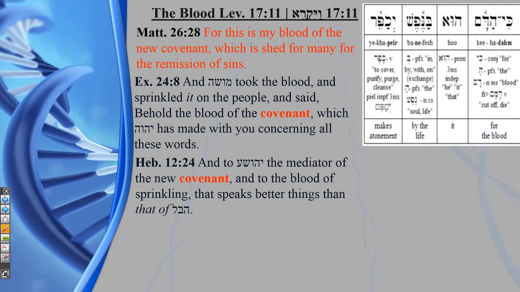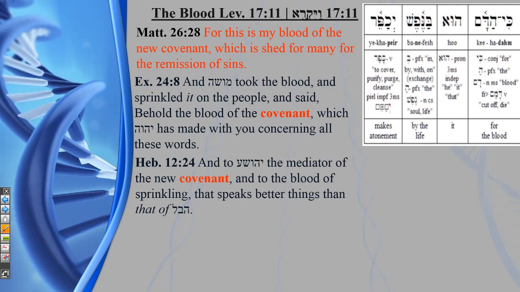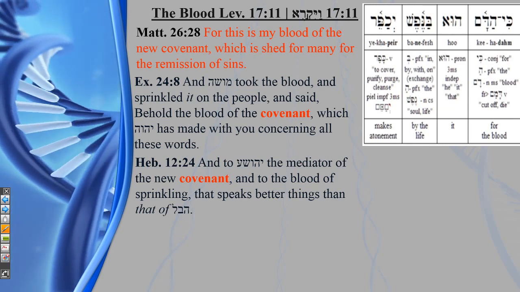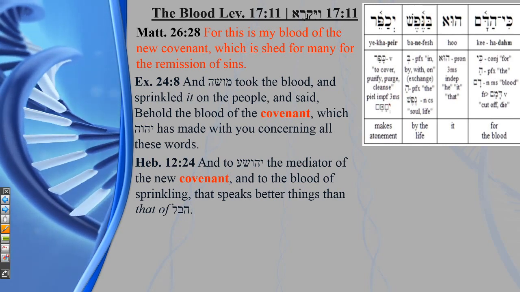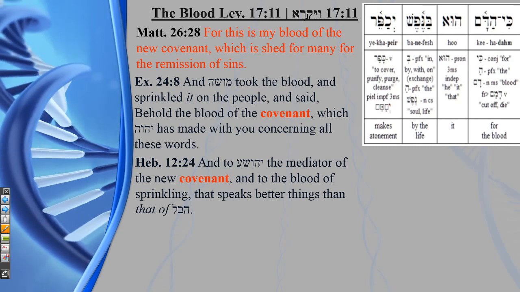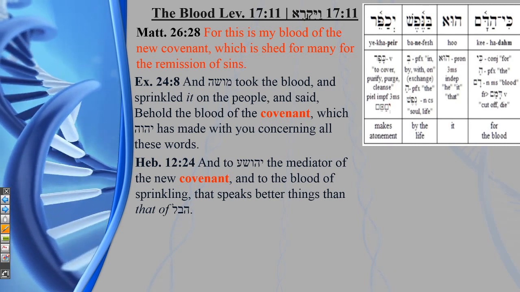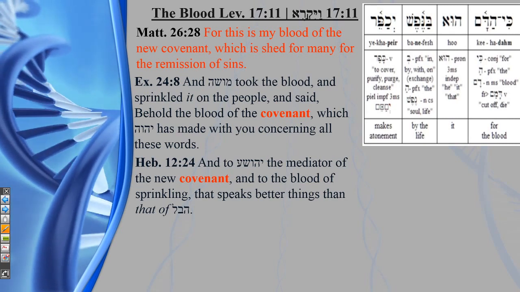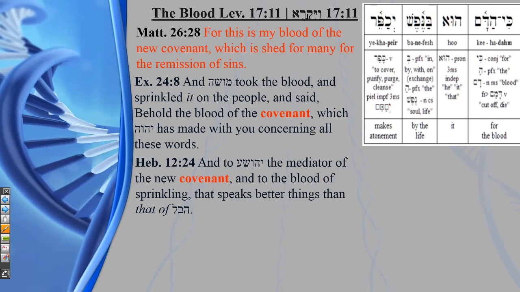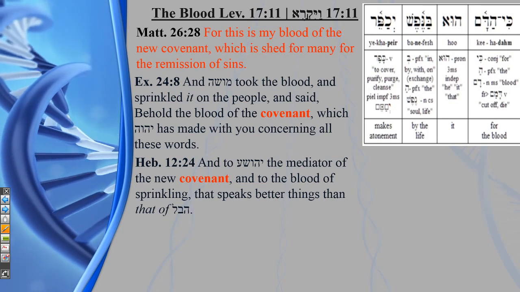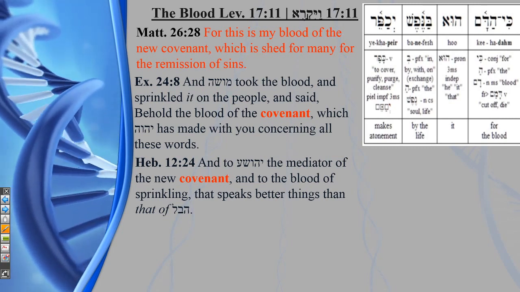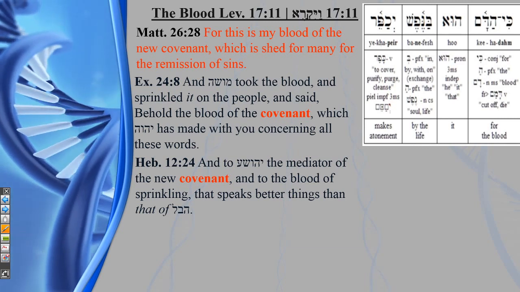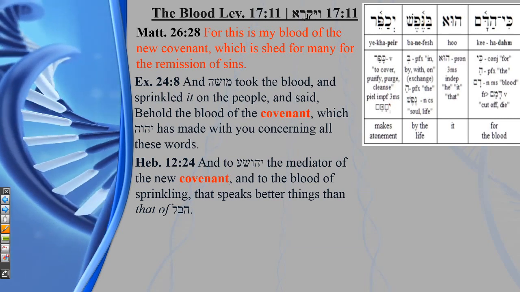Hebrews 12:24 says, and to Yahushua, the mediator of the new covenant, and to the blood of sprinkling that speaks better than the things of Habel, or Abel, right? So again, this blood is very important. It's dealing with the covenant. It's dealing with understanding that it gives you life. So now this blood is very important to understand, not just in our bodies, but outside our bodies. Okay, is everyone with me so far?